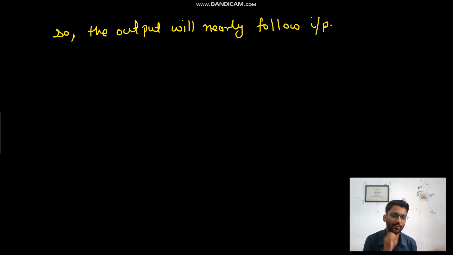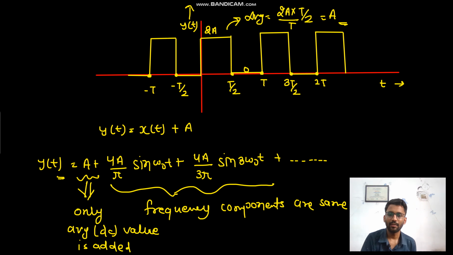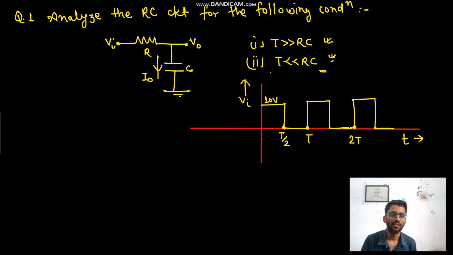Do you get it? If all the frequency components are getting passed, like we broke the yt into these components, and they are passed with almost the same attenuation and the same amplitude, then if you redraw it, it will go something like this only. If you combine all these sinusoid components, 4A by pi, 4A by 3 pi, you will get the square waveform again. So output will nearly follow the input.